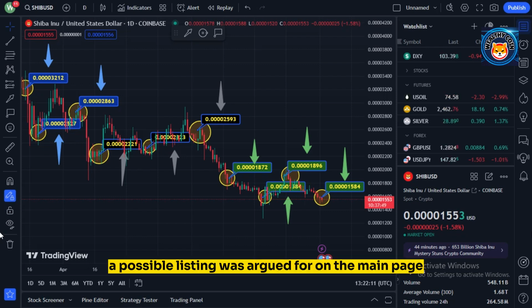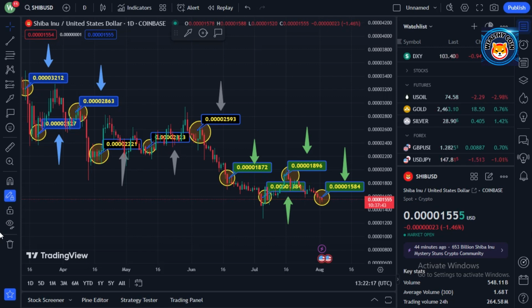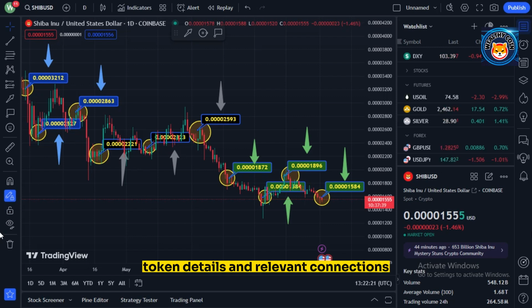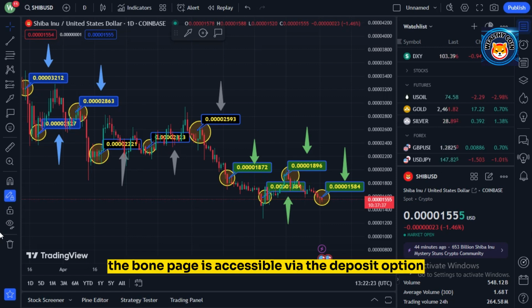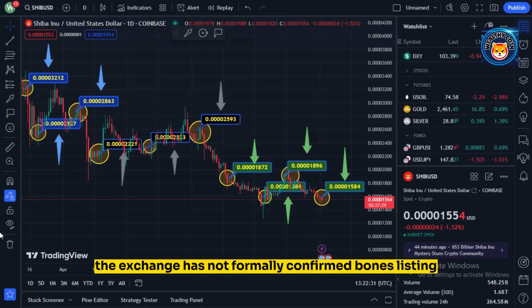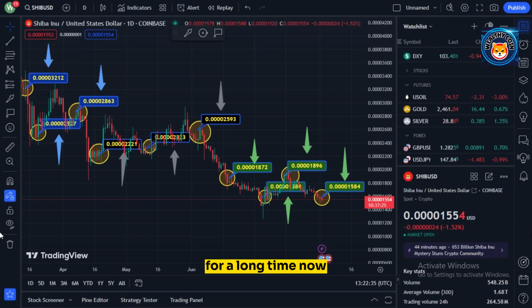Similarly, a possible listing was argued for. On the main page, the options to trade and deposit were highlighted. Aside from that, there are sections that cover the project overview, token details, and relevant connections. The Bone page is accessible via the deposit option. But the same appeared to be dormant and blank. Trading has not yet begun, and the exchange has not formally confirmed Bone's listing for a long time now.